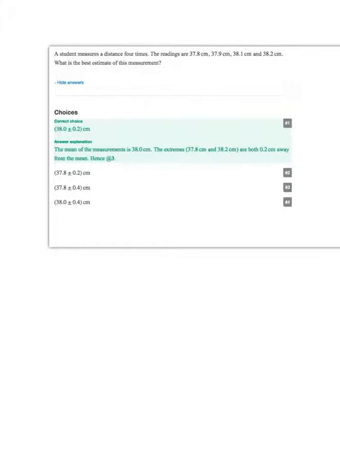A student measures a distance 4 times. The readings are 37.8, 37.9, 38.1 and 38.2. What is the best estimate of this measurement?